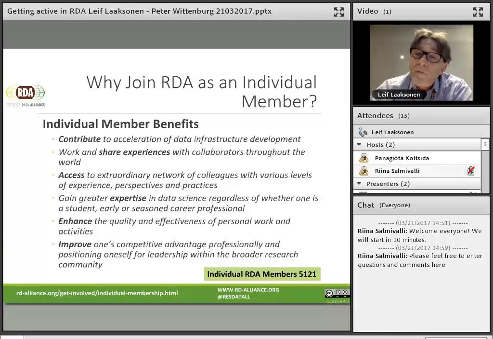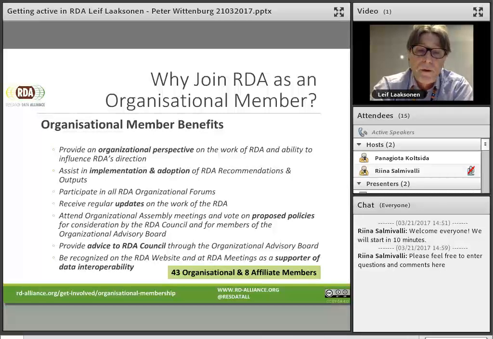And I was already telling that we have a bit more than 5,000 individual members. It doesn't mean that every one of the 5,000 is hyperactive, but there are hundreds of very active members.